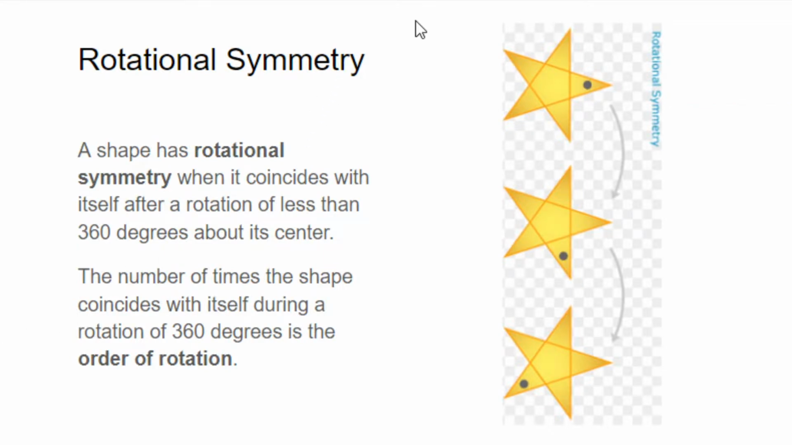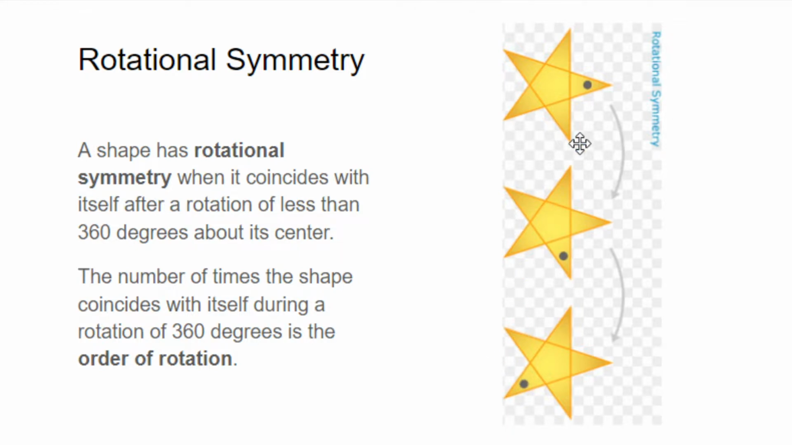So let's get into rotational symmetry. A shape has rotational symmetry when it coincides with itself after a rotation of less than 360 degrees about its center. Kind of confusing, but what we mean is, if we take the star and put a dot in that tine of the star so we can see which one it is, and we rotate it a little bit until it matches itself again, that dot will now be at the bottom point. And we're going to rotate it again until it matches itself. Okay, and it's at this point now.